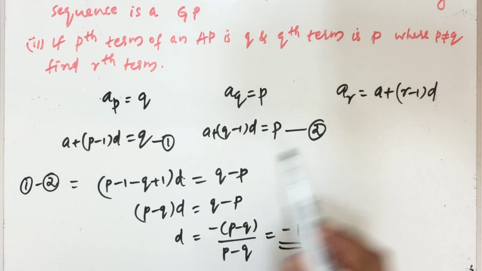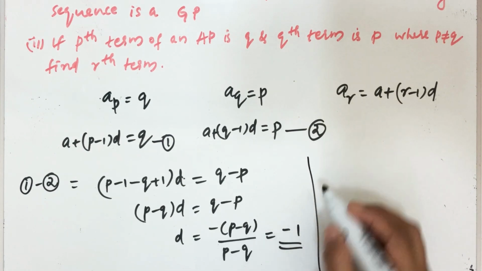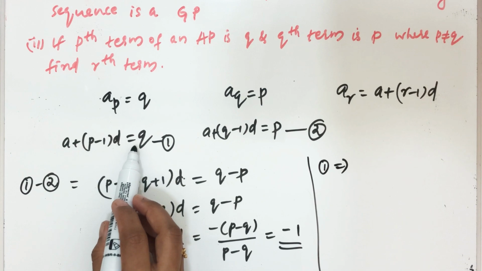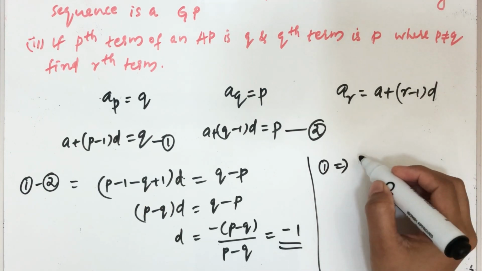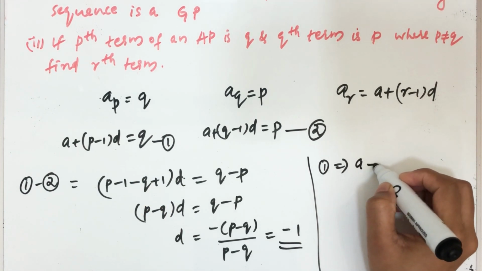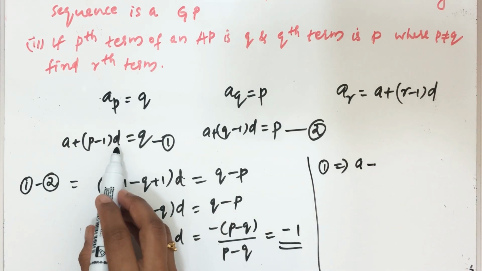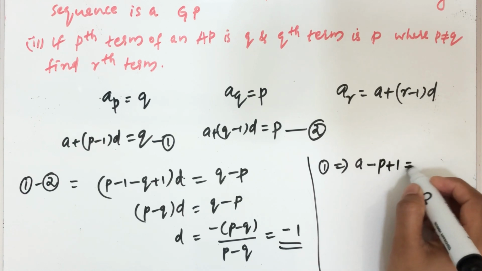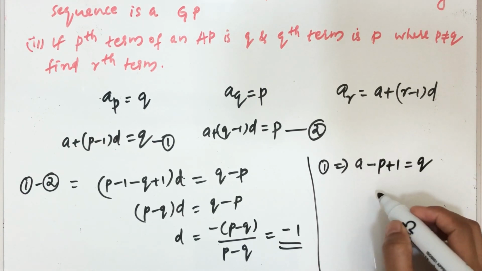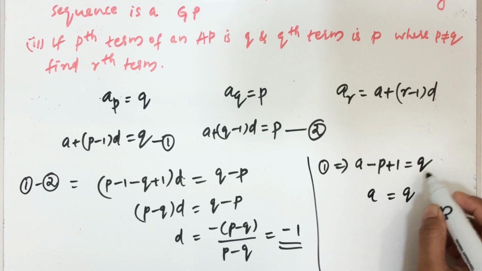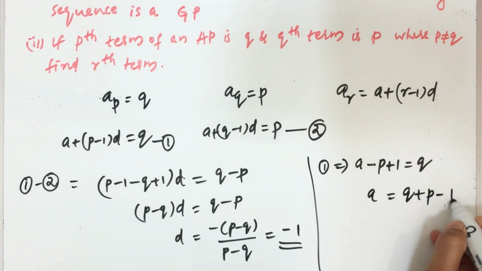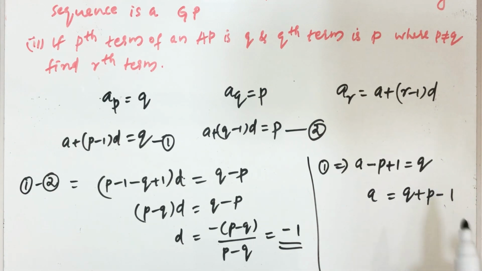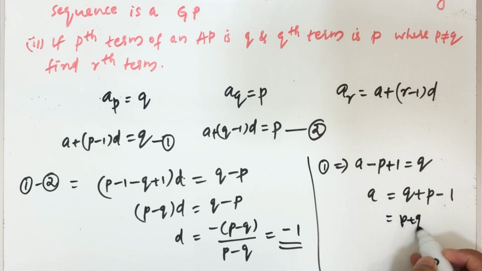Next we need the first term. Substitute in 1: A plus P minus 1 into D is equal to Q. Instead of D, minus 1. That is A plus P minus 1 into minus 1 is minus P plus 1. A minus P plus 1 is equal to Q. That is A equal to Q plus P minus 1, just taking minus P plus 1 to this side. Or we can write this as P plus Q minus 1.